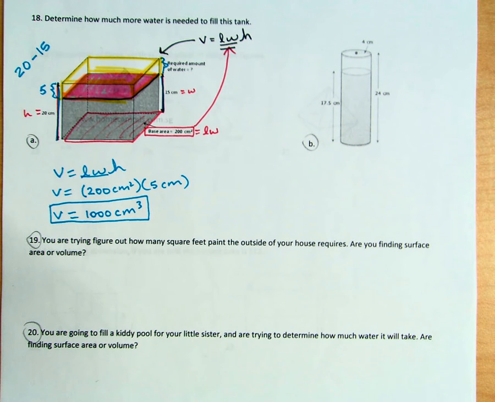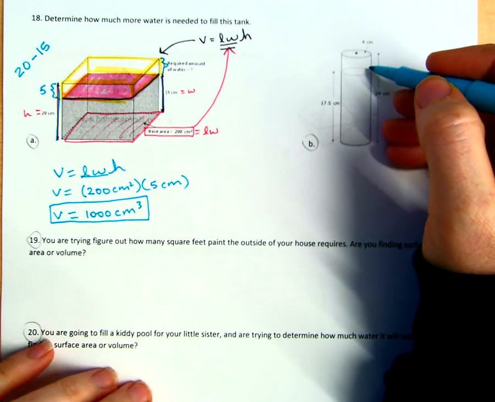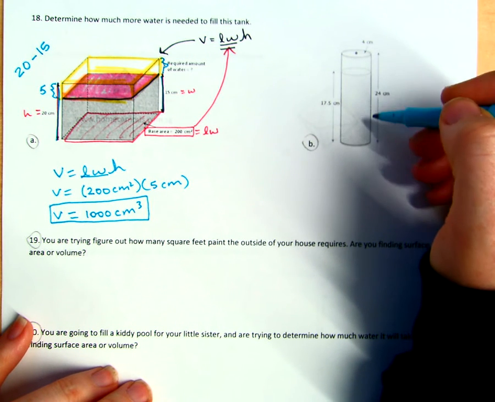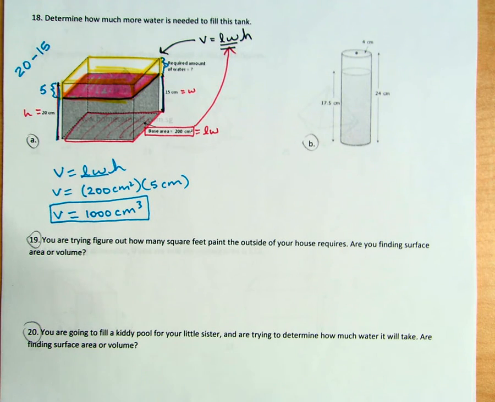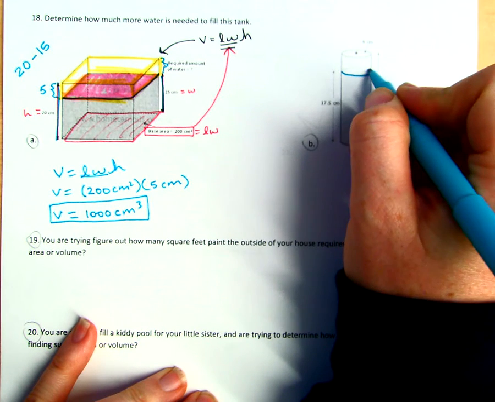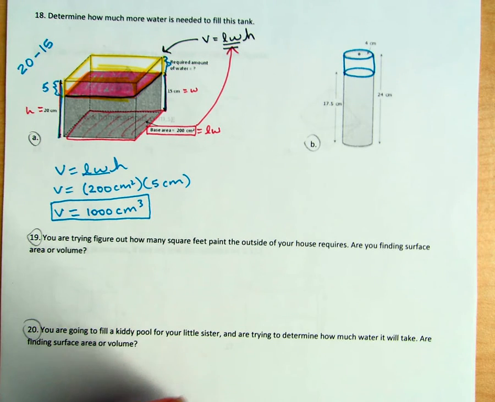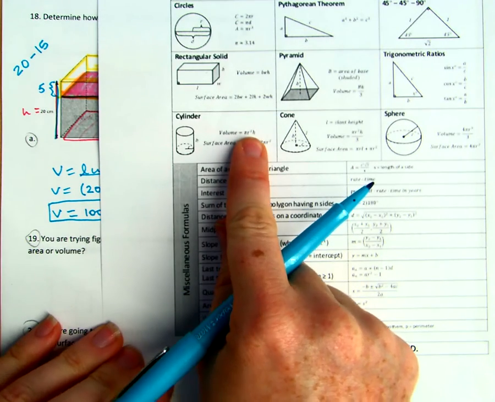Okay, part B is quite similar. Part B is going to be, again, finding how much more water is needed. So that means, what's this empty space? I could find the volume of the entire thing, subtract out the water part, and that would leave me with this. But I don't need to do that. I can just find the volume of the air that's sitting right here, that we don't want to be air, we want to be water. And so we need a volume formula for this cylinder. So we go to our formula sheet, and we go to cylinder, and we go to volume, and it's pi r squared times height.